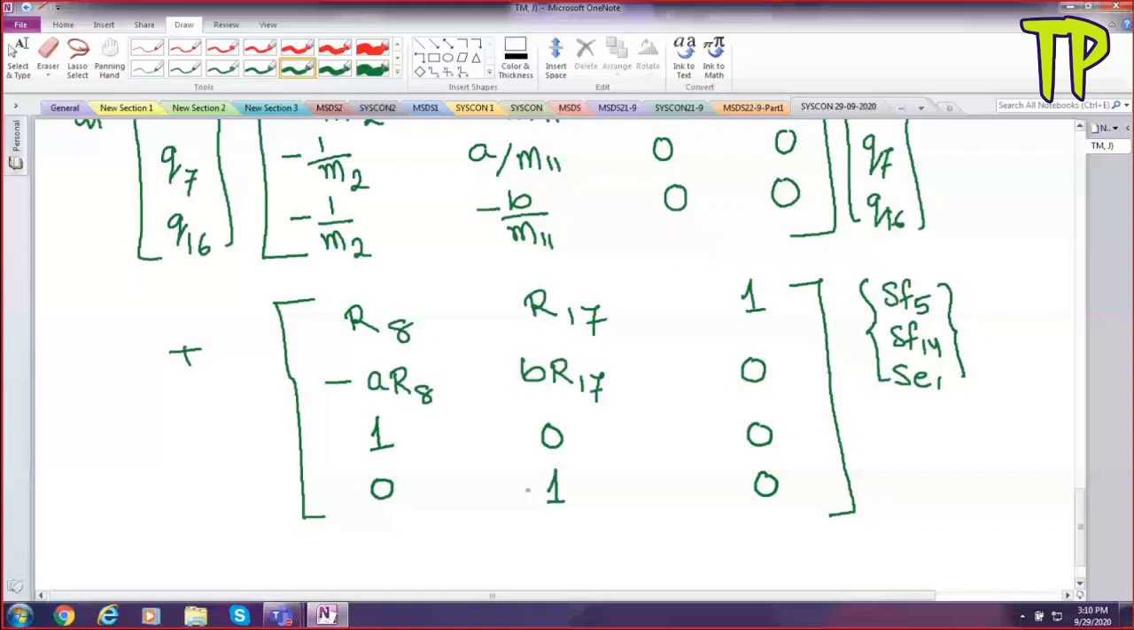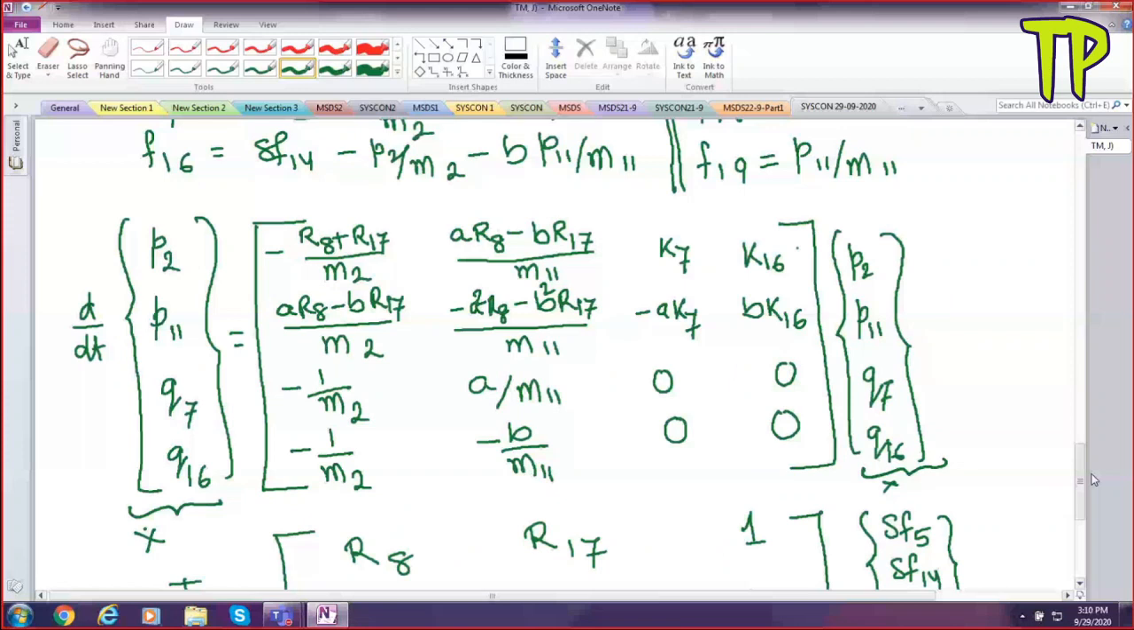This is our B matrix. This is our U matrix. This is our state vector. This is our A matrix, of course. This is X dot. And the top one is the A matrix. This is our A matrix.